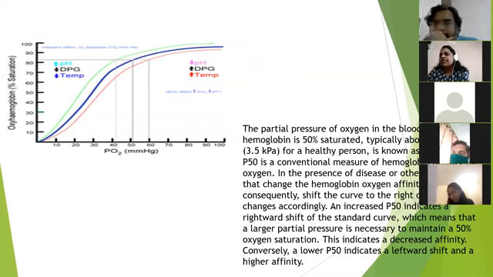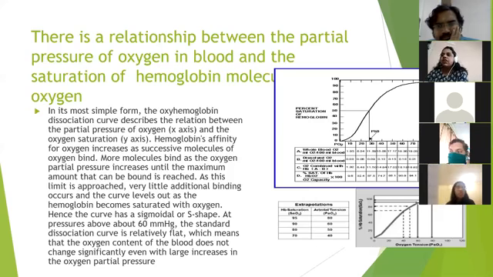In the next table, it shows that whenever the arterial PaO2 is around 80, hemoglobin saturation is around 94%. When PaO2 is 60, it is around 90%. Then when it is 50, it is around 80%. And at 40, it is around 70%.